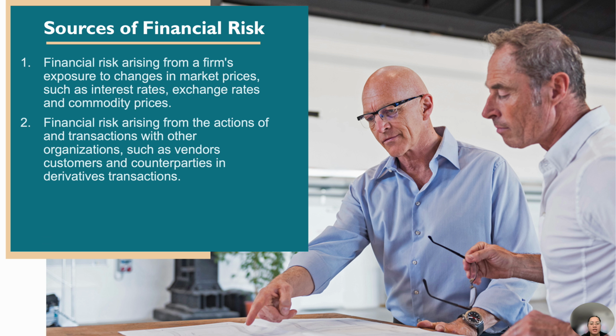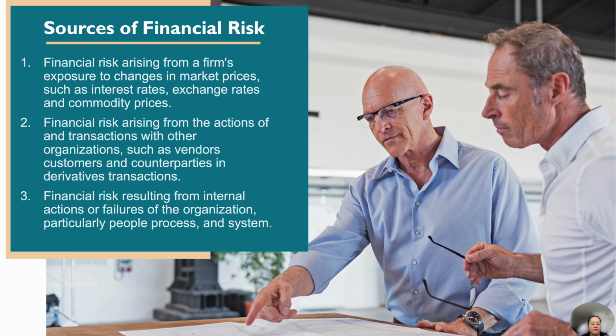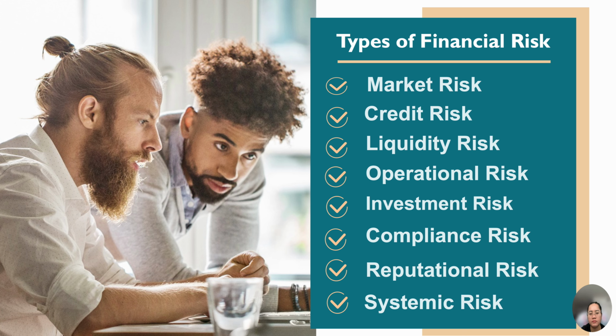Number 2 is financial risk arising from the actions of and transactions with other organizations, such as vendors, customers, and counterparties in the derivatives transactions. Number 3, financial risk resulting from internal actions or failures of the organizations, particularly people, process, and system.